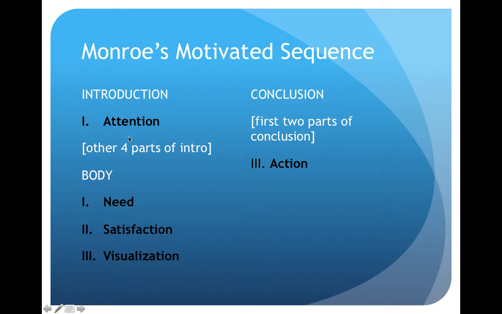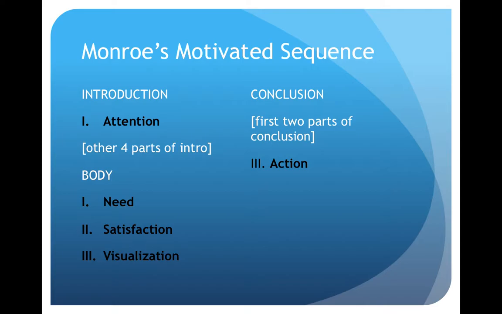Essentially, Monroe is asking you to start with an attention getter, which I've already assigned, so all of the speeches should have attention getters that would achieve the first step of Monroe's motivated sequence. And the last step is the action step, and that would go basically where your memorable end to your speech is. It would be the final call to action, the final push at the end of your speech, the last thing that you say.